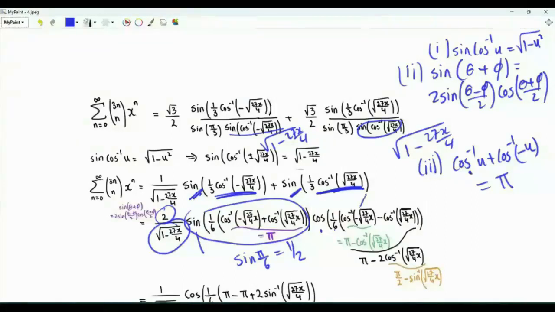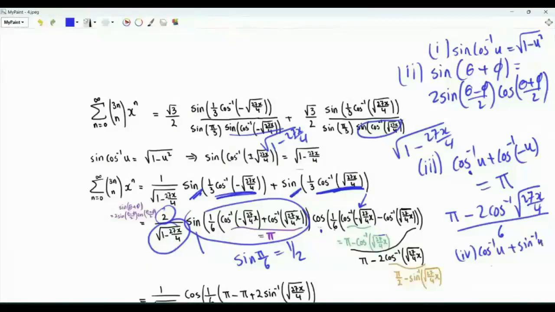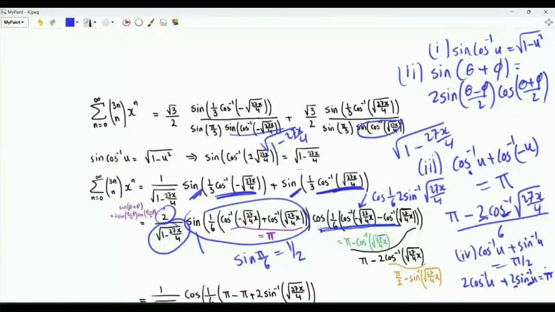We can also use this result to write down this inverse cosine as pi minus cosine inverse the square root of 27x over 4. The argument of the cosine is pi minus 2 cosine inverse the square root of 27x over 4, all divided by 6. The fourth result is cosine inverse u plus sine inverse u is equal to pi over 2. 2 cosine inverse u plus 2 sine inverse u is equal to pi. Pi minus 2 cosine inverse is 2 times sine inverse. So this cosine here is cosine 1 over 6, 2 sine inverse the square root of 27x divided by 4.